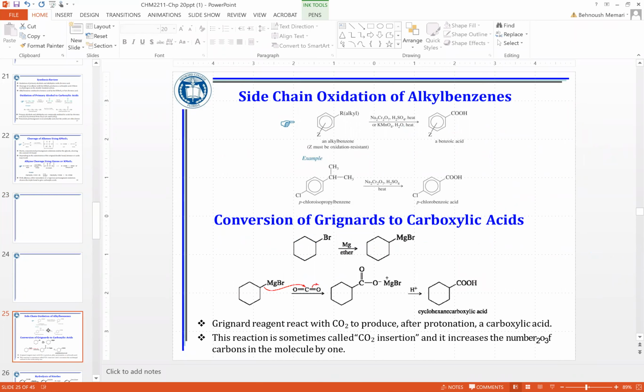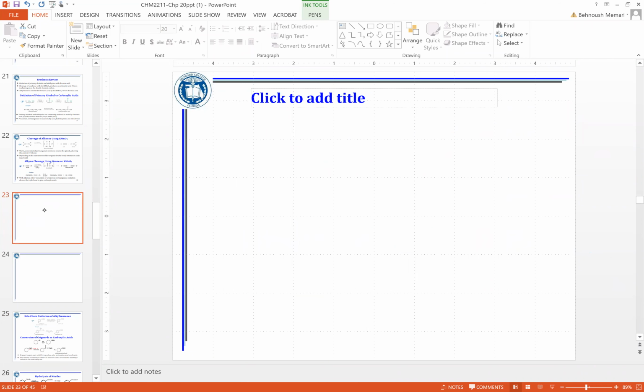For preparation of the carboxylic acid using a Grignard reagent, that's another method. So we had 6 methods already. We had 6 methods since I numbered. For the 7th method, you can use a Grignard reagent.